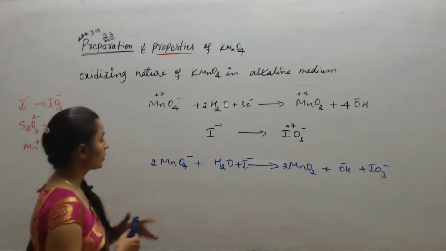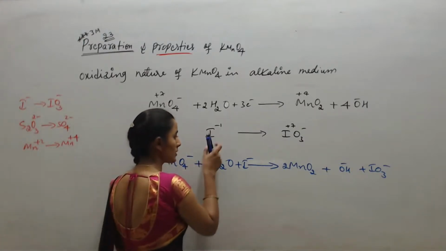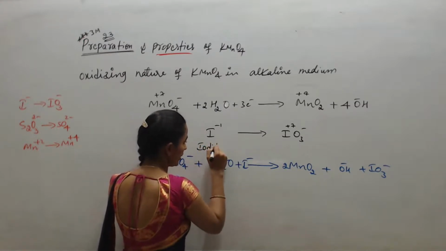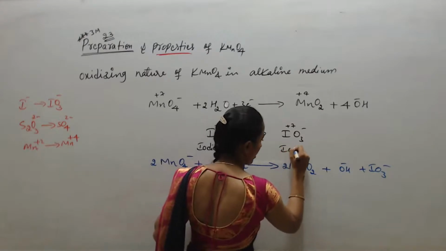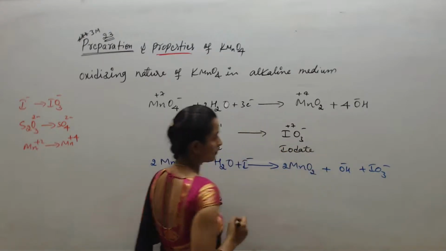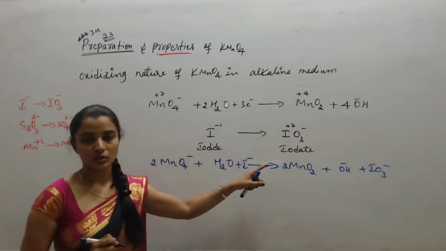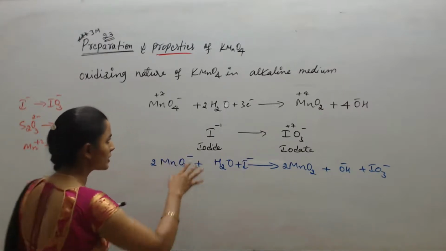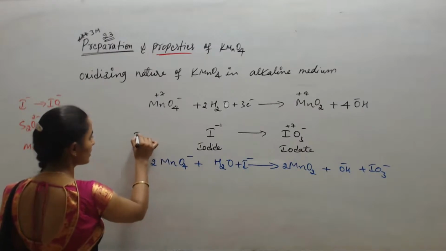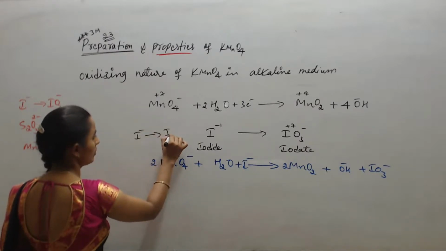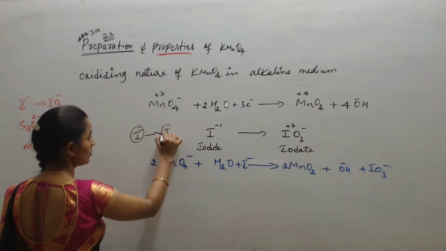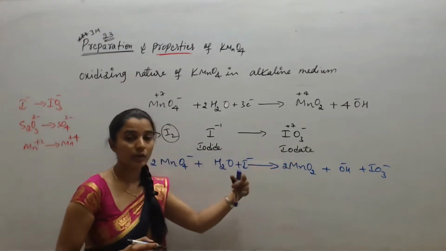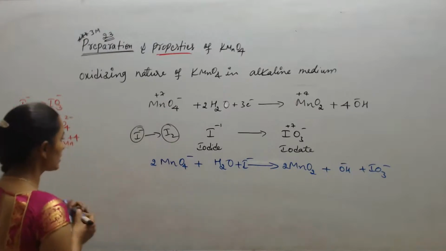So students, here whatever you have to remember: iodide changes to what? Iodate. Okay. So this is one. If it is an acidic medium, what happens? This iodide will change to iodine. But here iodide to iodate. So next one is sulfate.